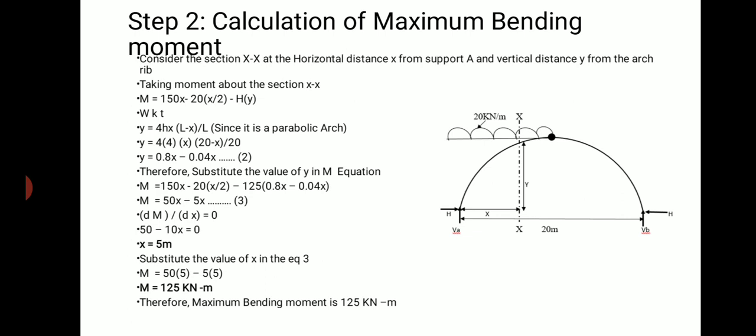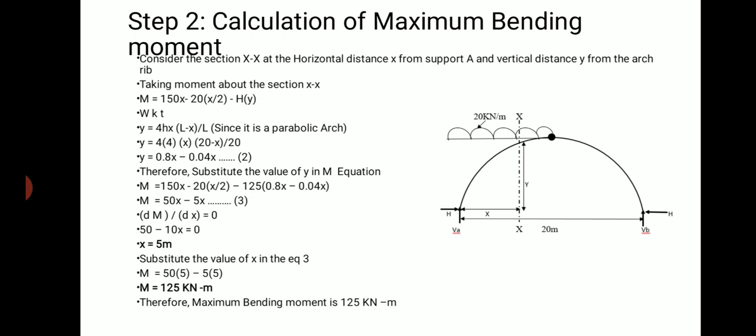I know that in the previous lecture series I have derived a value of rise by using the parabolic expression. That is y equal to 4hx into L minus x divided by L square, where small h represents the value of rise at the crown. That is 4 meters, given in the question itself. Therefore y will be equal to 0.8x minus 0.04x square.